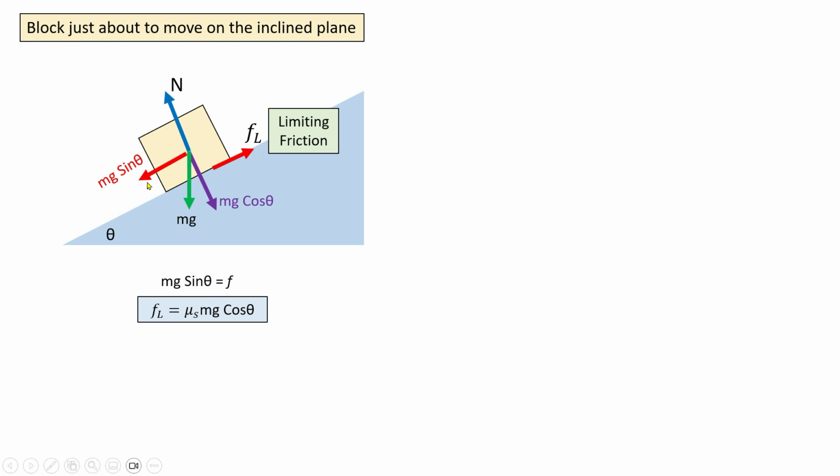Now since mg sin theta and the friction value are supposed to be equal to each other, let's equate them. Mg sin theta will be equal to FL, which is mu s mg cos theta. So if we simplify this expression, mg will get cancelled out, and we will get tan theta is equal to mu s. Since sin theta upon cos theta is tan, this is the final expression.